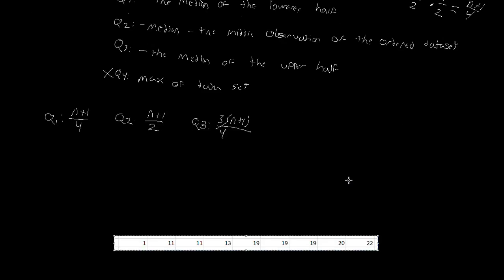Okay, so let's scroll down. I've got some example numbers here. This is an ordered data set: 1, 2, 3, 4, 5, 6, 7, 8, 9. So our n is going to be equal to 9. We have 9 observations.